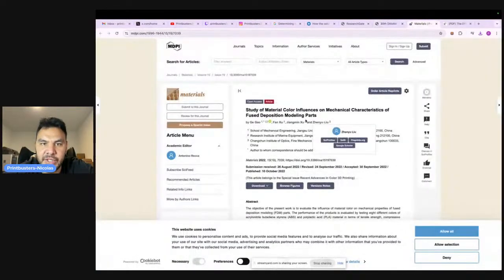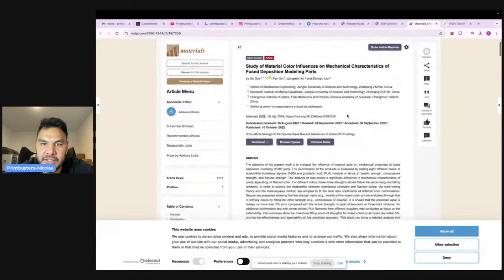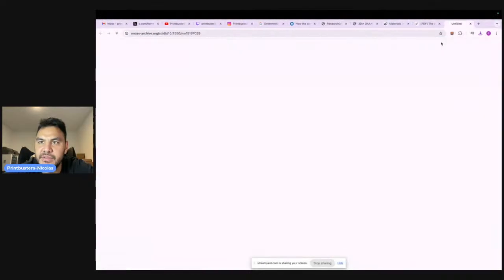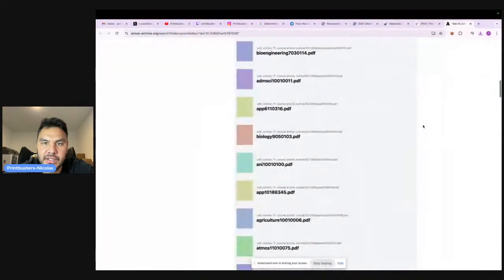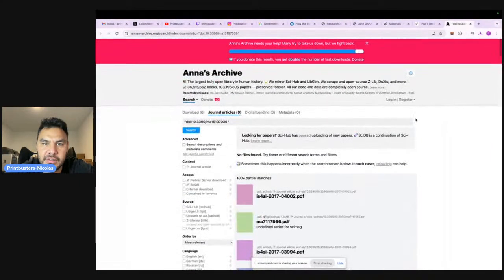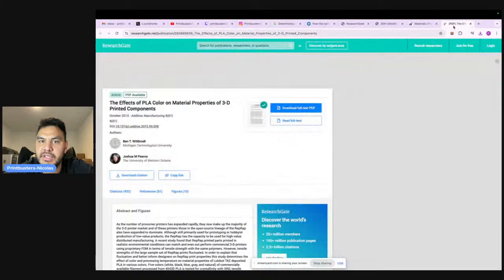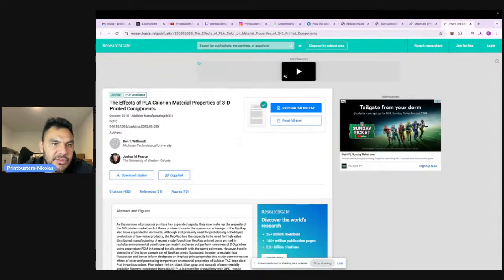Let me see if there is some other paper here. Study of material color influences on mechanical characteristics. Okay, let me see if we can get that one also. Looking for papers. I suppose uploading a new paper. Okay, and then you have this paper also, the effect of PLA colors.